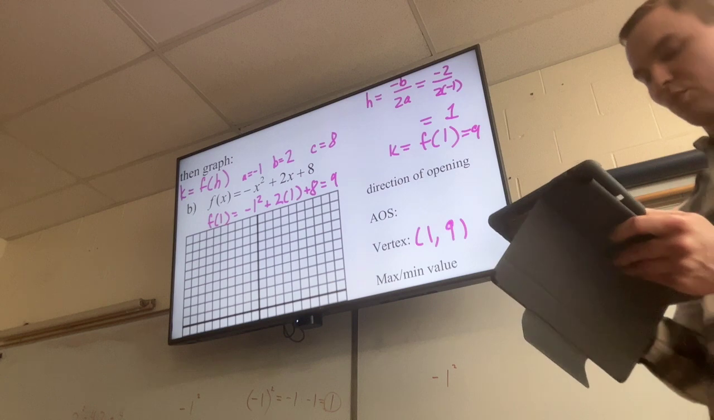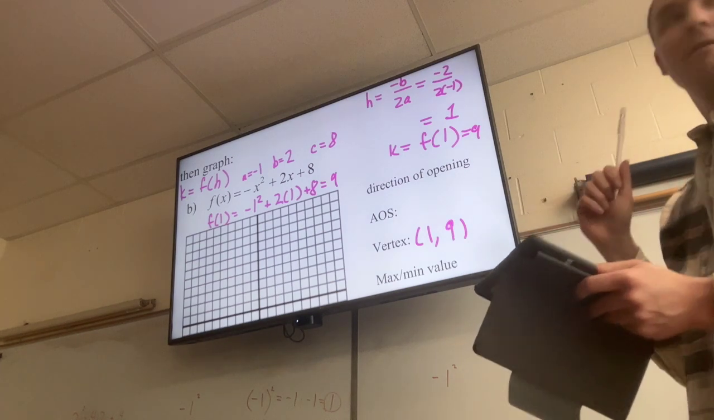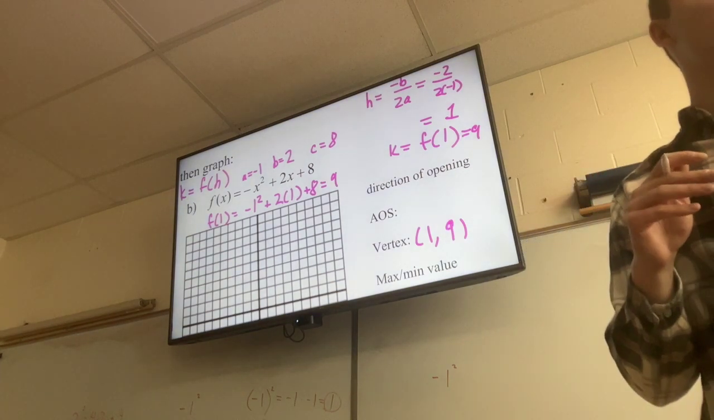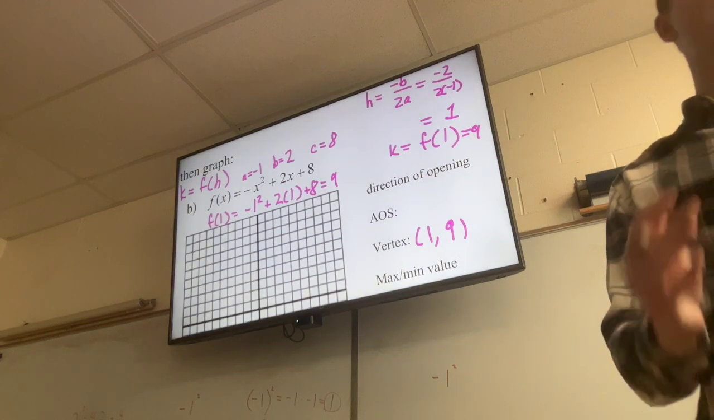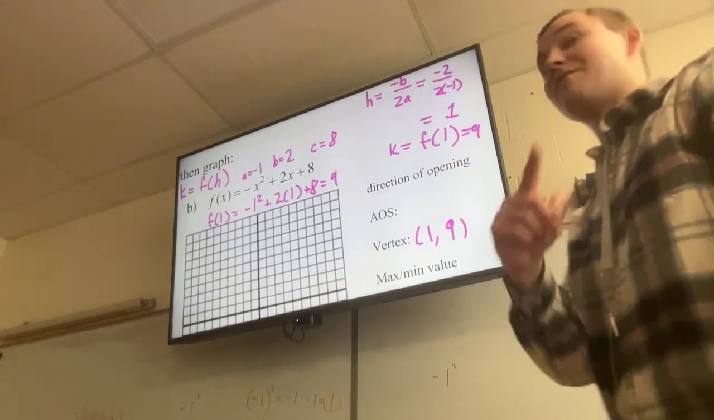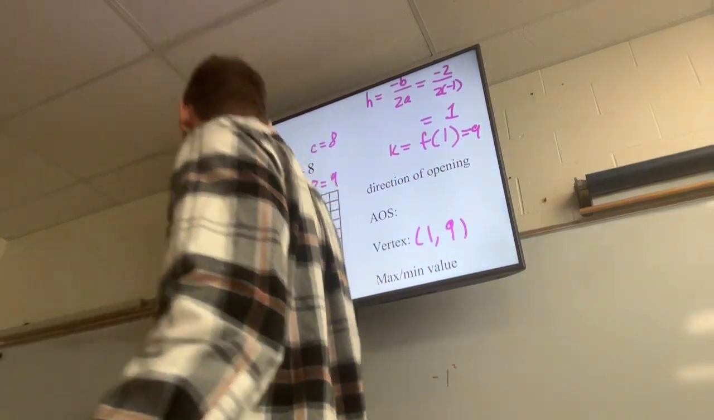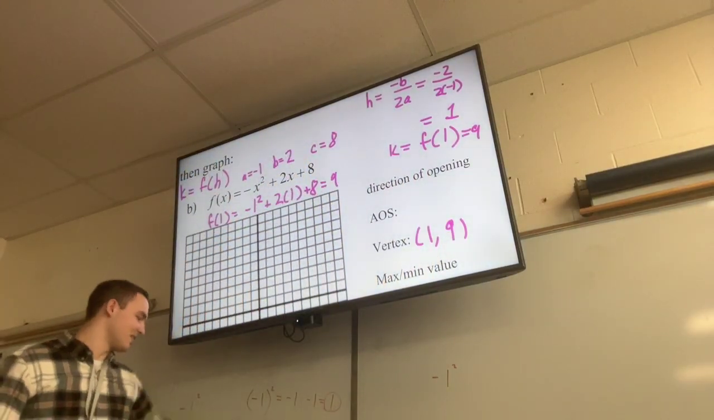So my vertex is 1, comma 9. Has it 9? I think it's 11 maybe. Yes, this is a super good question. And actually I had to explain that in the last period too, which is why all this is up here.